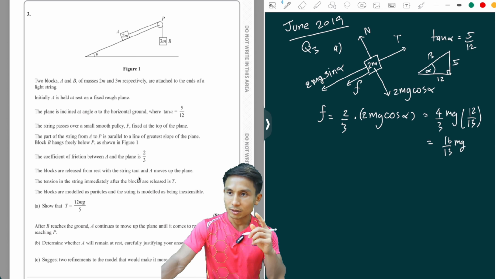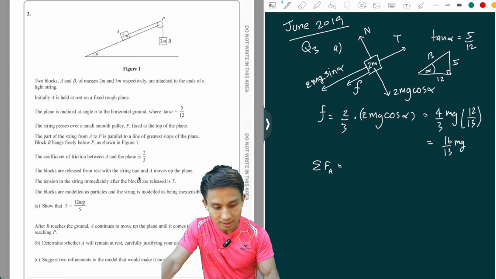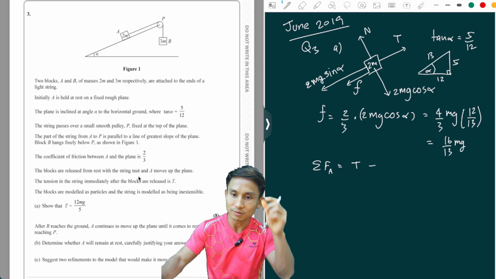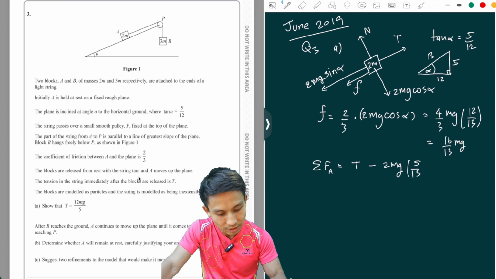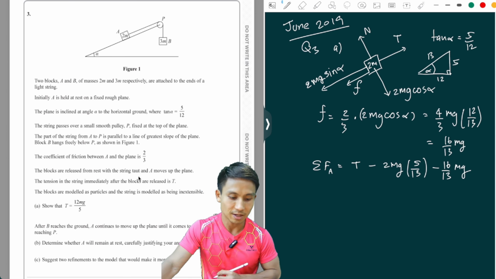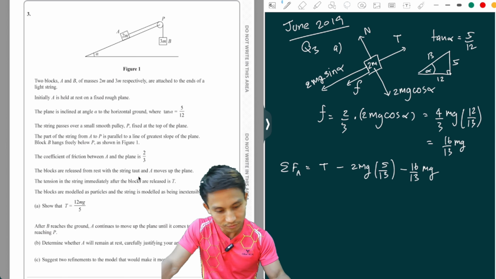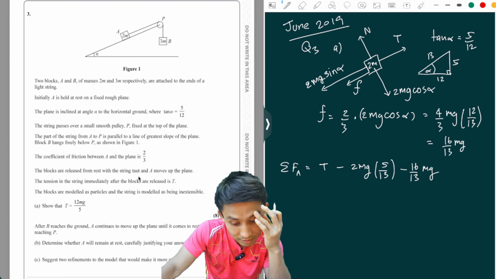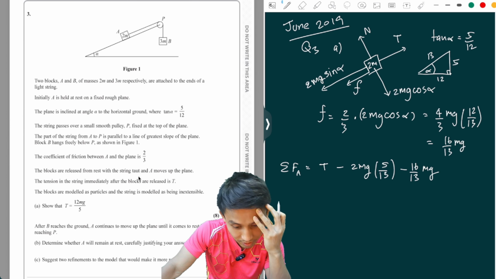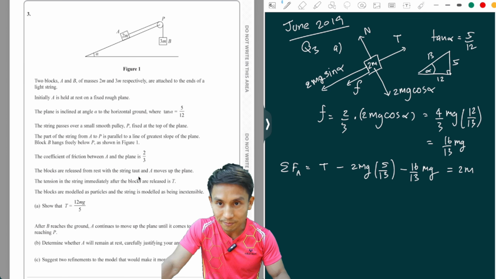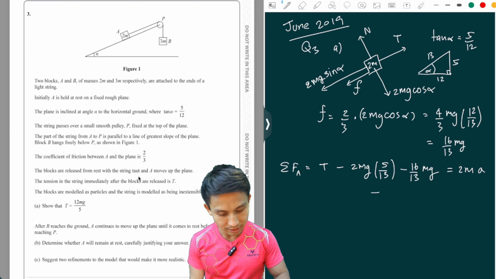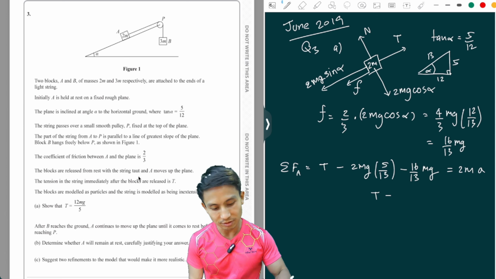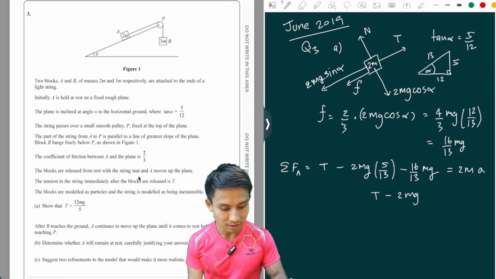Now, then we do sigma F equals ma for object A. It's just going to be T minus, because it's probably pushing up and then B is moving down, T minus 2mg sine alpha, which would be 5 over 13, minus F, which would be that, because we already got it, and then equals ma. So, wait, hang on, I got 2ma, right? Yeah, I think I'm fine with that. And then equals 2m, because the mass is 2m, and then times the acceleration. If we simplify, we get T minus 10 over 13 mg minus 16 over 13 mg. So that's actually 26 over 13, which is 2mg, equals 2ma.